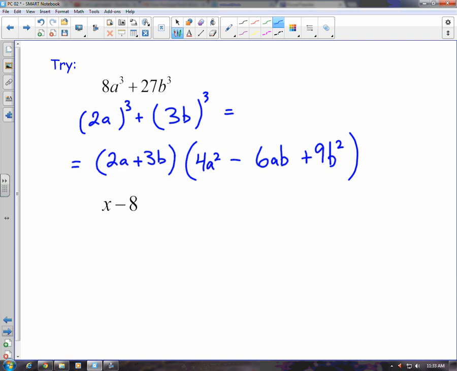Okay? That's all there is to it. Again, we can double check by multiplying to make sure that we get what we started with. But once we've got that, attacking it from a sum or difference of cubes perspective, that's great. Okay, so now the second one, right?